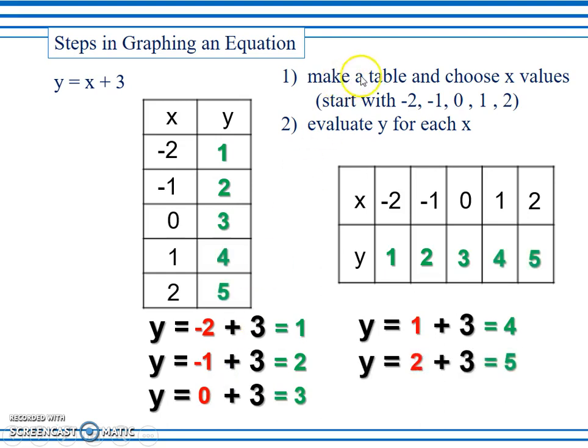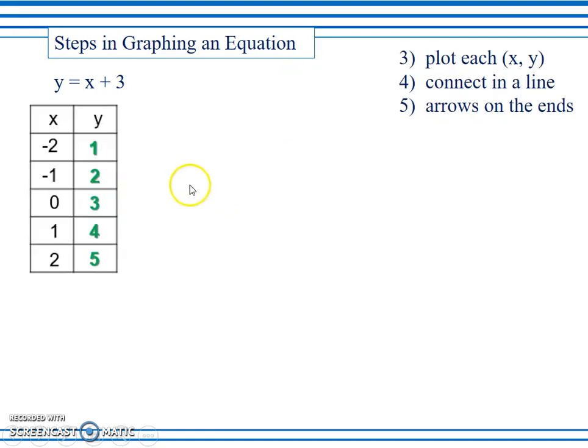So now I have made a table and chose my x values, and I've gone on to step 2, which is evaluate the y for each x. So I stuck x into the equation to find what y is. Okay, now this is the table we created. Now we're going to plot each point.